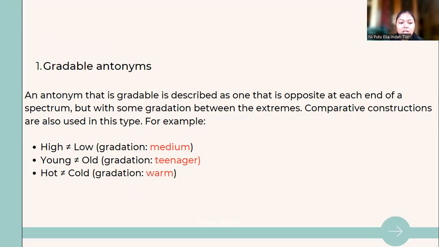For example, the first example is high and low. Between high and low, the gradation is medium. And then the second example is young and old. Between young and old, the gradation is middle-aged. And then the last example is hot and cold. Between hot and cold, the gradation is warm.